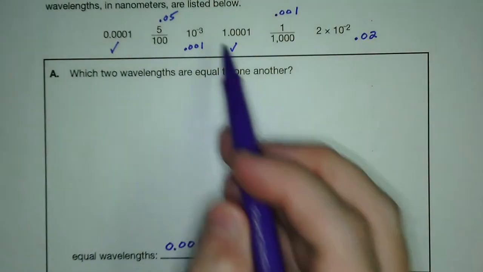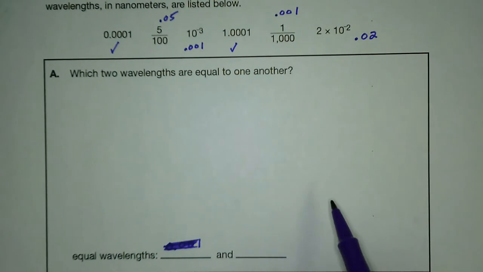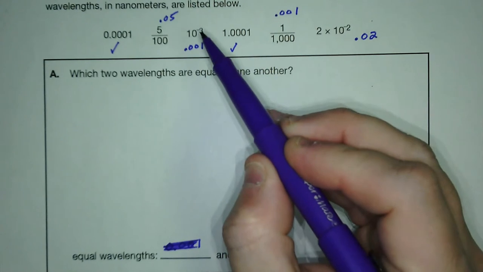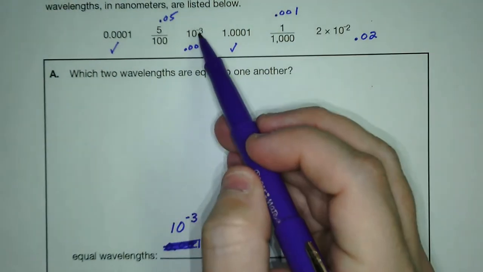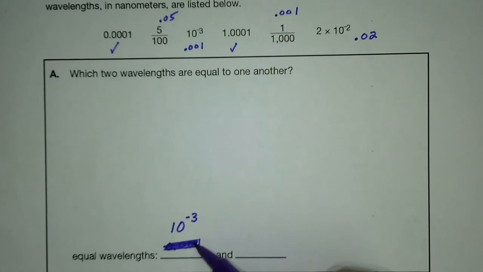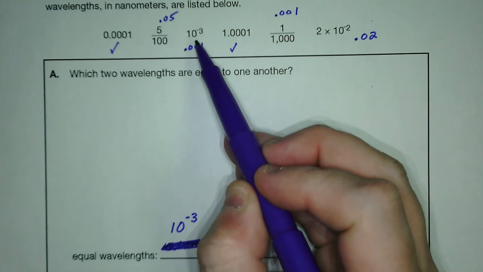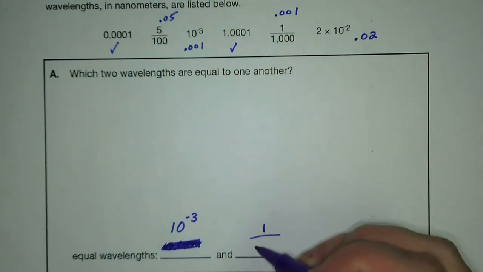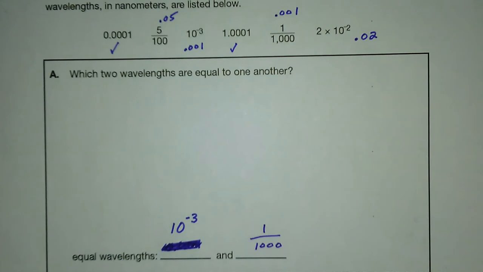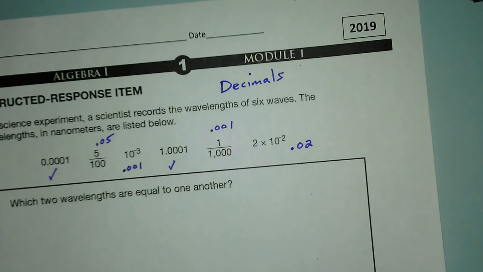Now, I started to write down what this actually means in decimal form, but I'm sure what they want here is the 10 to the power, how they originally represented it. So the equal wavelengths turn out to be the 10 to the -3rd power and the 1 over 1,000. Those are the equal wavelengths. Yeah, that seems right.